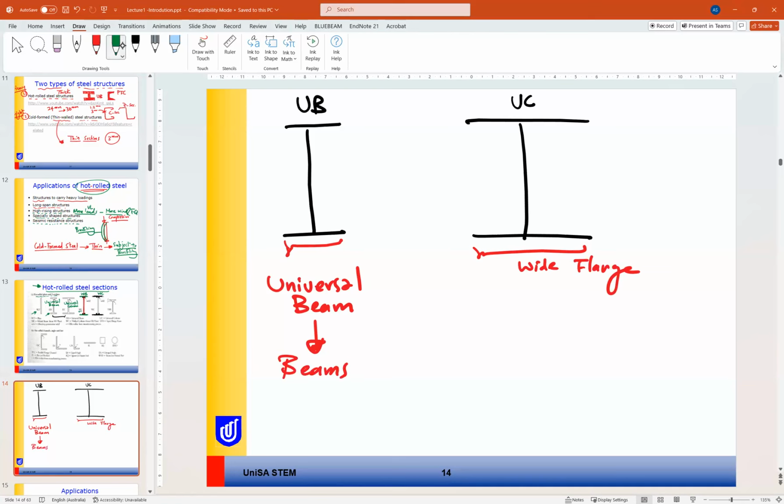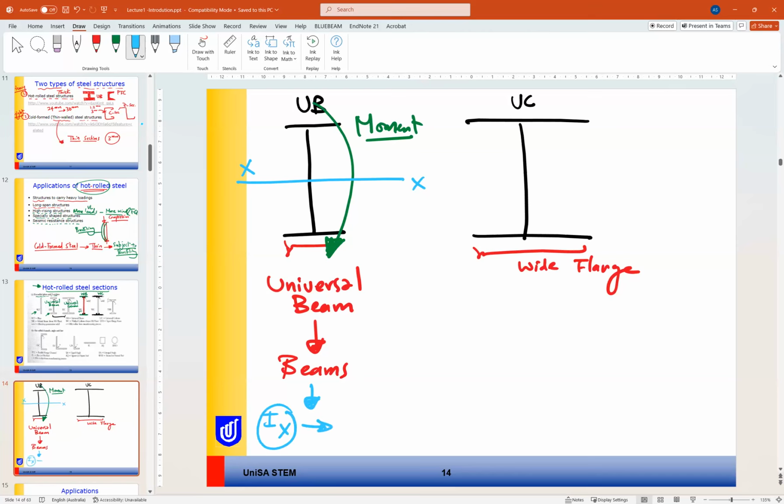So in beams, what you have is bending moment. So what do you need to resist moments? If this is the x-axis, you need strong Ix, for example, compared to Iy. So for beams, we need more inertia around the x-axis because we will have moment about x, Mx. So Mx will be resisted by Ix.